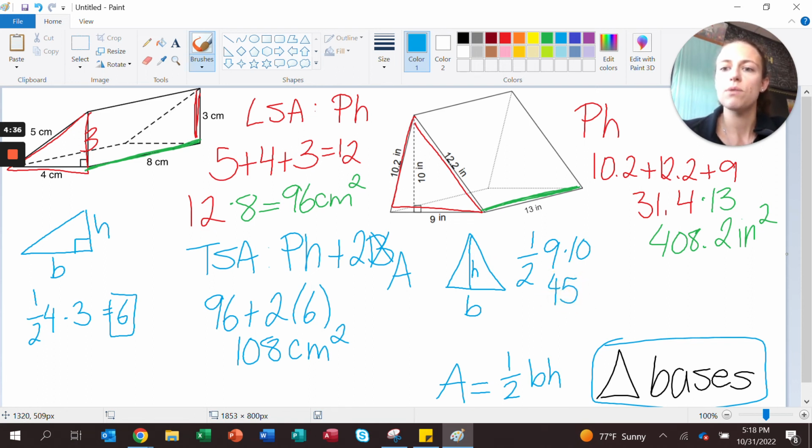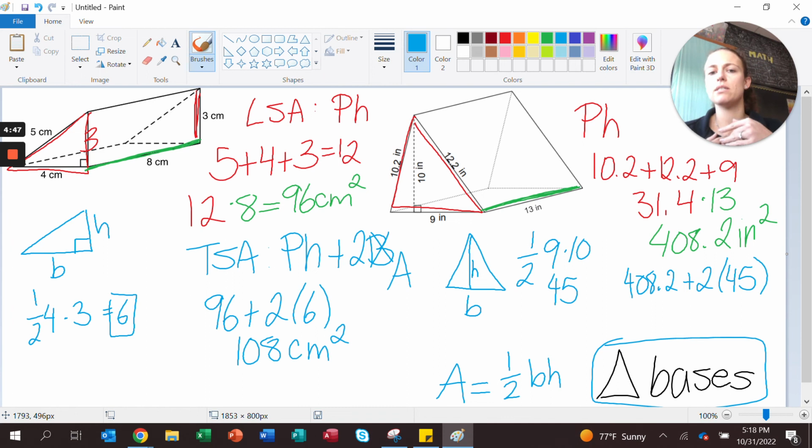So in this case, we would have our 408.2, and then we would add 2 times the value of my area, which is the 45. Again, the reason that the formula says 2 is because we've already figured out everything that the perimeter times the height gives. So we've already figured out the chunky part without the triangles, without your bases. So now you need to add 2 times the base's area because you need the front and the back, or you need the area of both of the triangles to get everything covered.